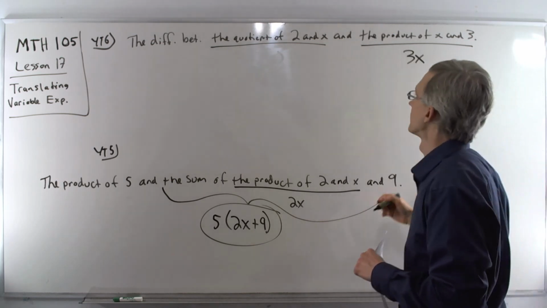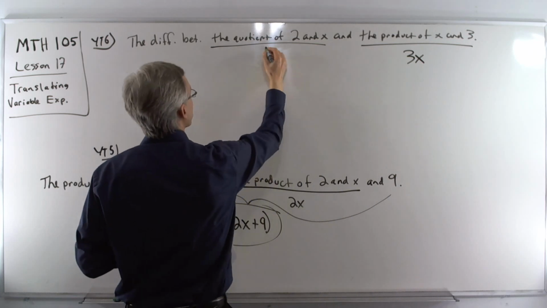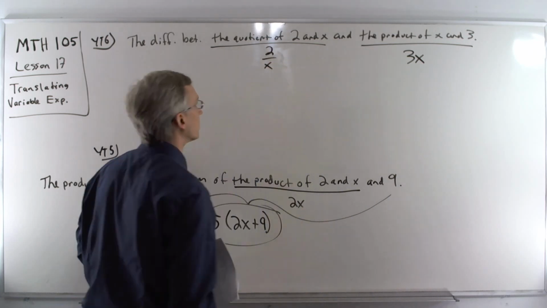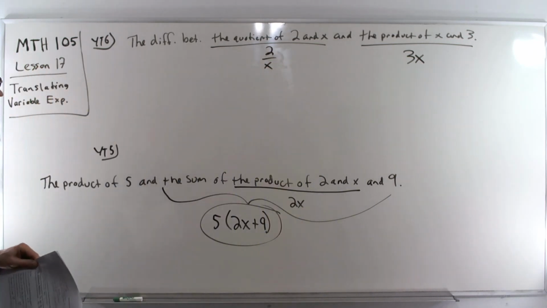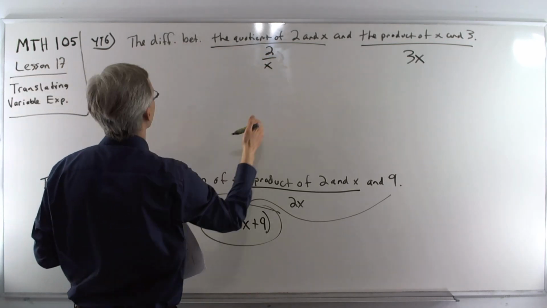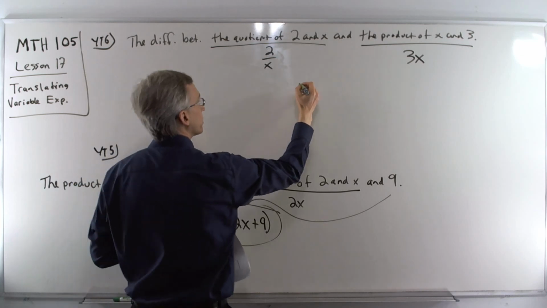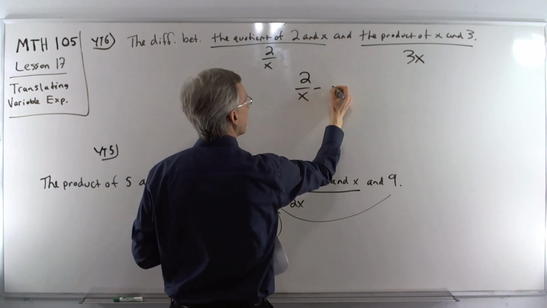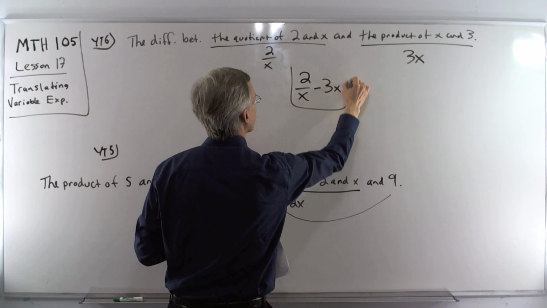Product is multiplication, so that is 3x. Quotient is division, so this is 2 divided by x. Now the last thing we have to do then is translate the difference between that and that. Difference is subtraction, so this is 2 over x minus 3x.